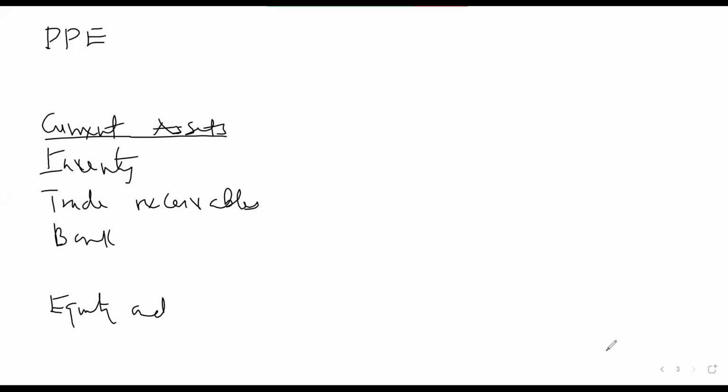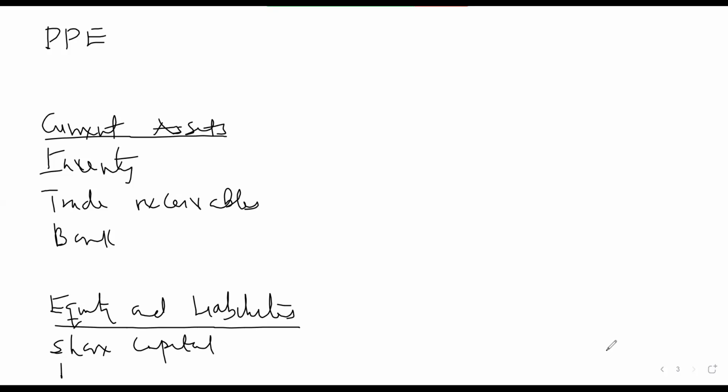Please, we don't do working capital here. For the preparation, we show total asset and liability. So we have the share capital. Okay, you have the share capital. Then you have retained earnings.